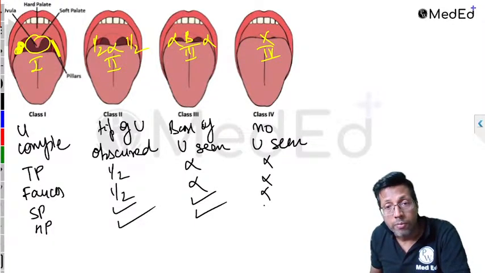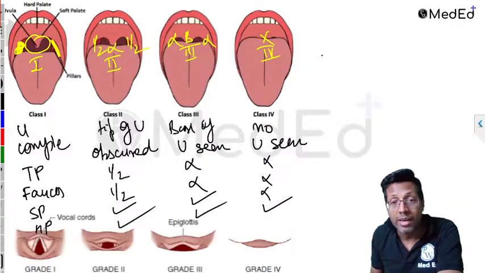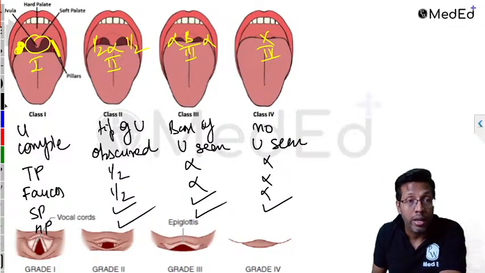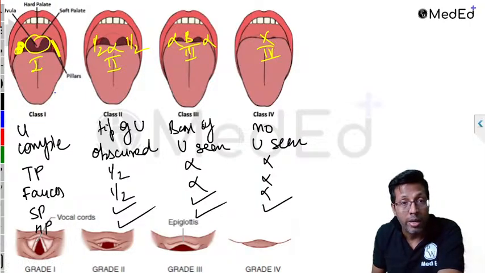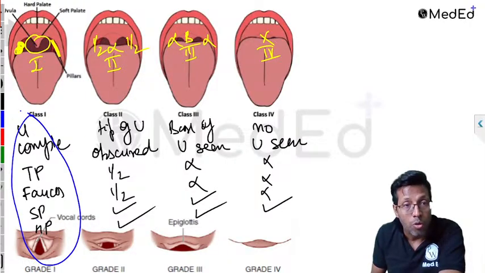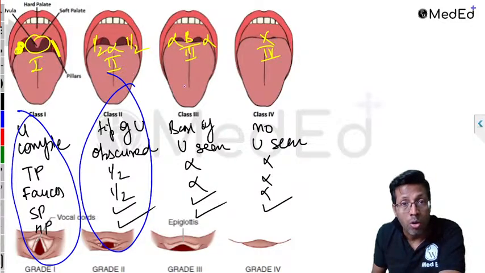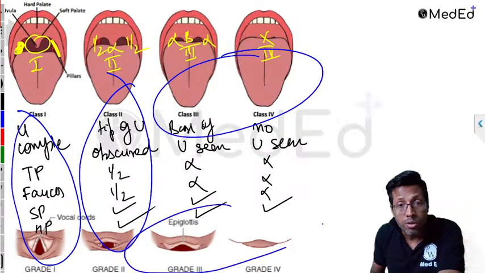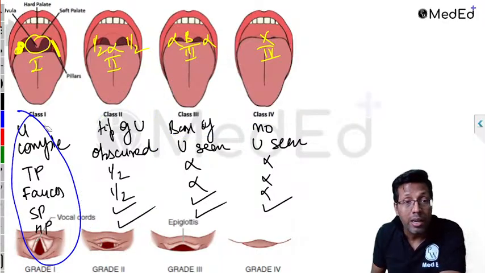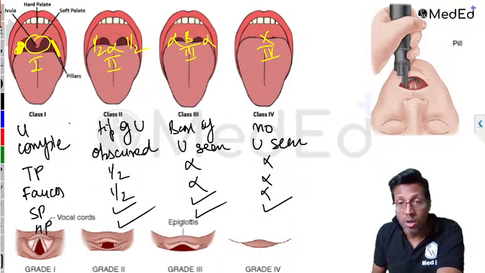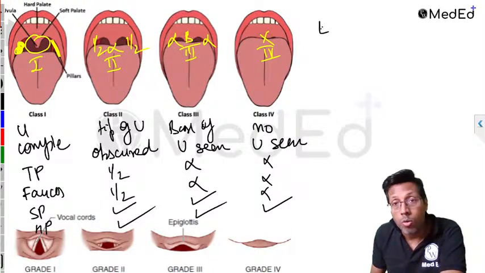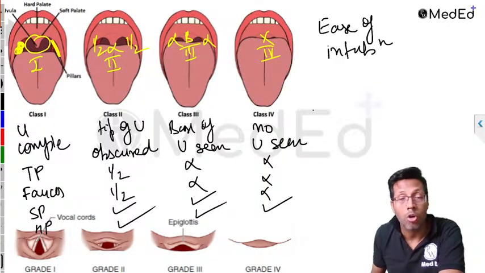Why is this important? They say Mallampati correlates with the laryngoscopic grading, which is called the Cormack-Lehane grading. When you can see the uvula, you can see the vocal cord. When you see half the uvula, you can see half the vocal cord. When you don't see the uvula, you don't see the vocal cord. So it indirectly tells you about intubation during laryngoscopy. This is why Mallampati is important. It tells you about the ease of intubation, whether you will be able to intubate the patient or not, on an OPD basis.